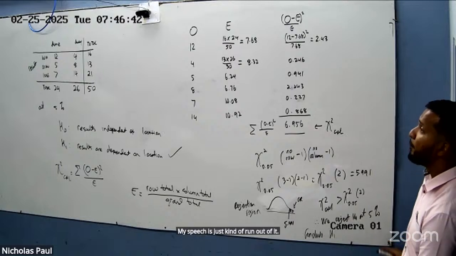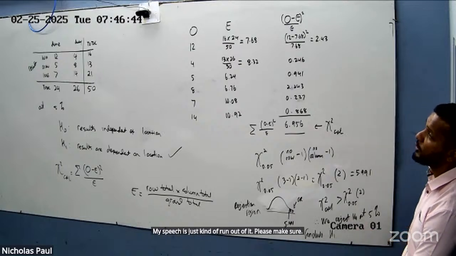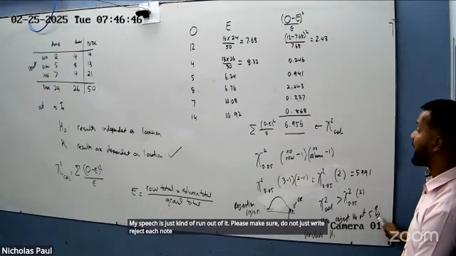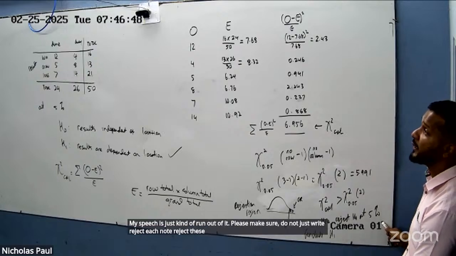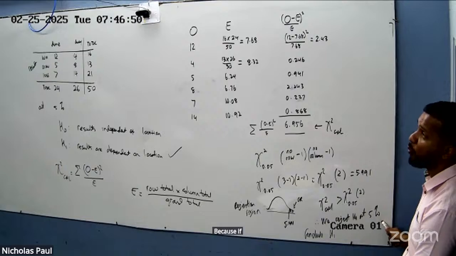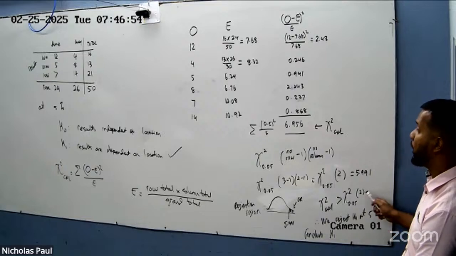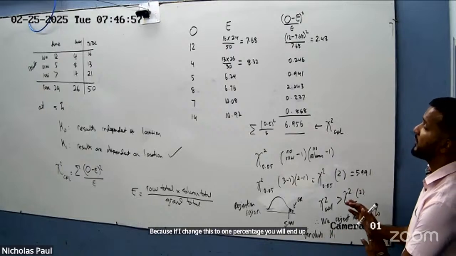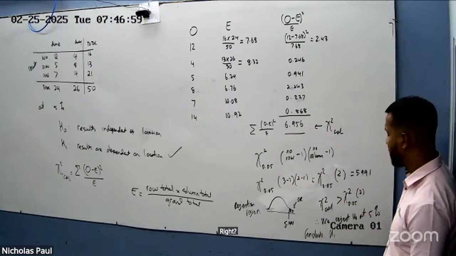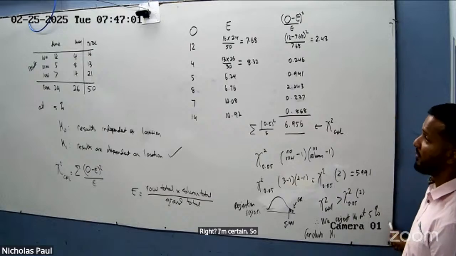Okay? Please make sure, do not just write reject H0. Reject H0 at the 5%. Because if I change this to 1%, you will end up doing the reverse, accepting. So this is important, the level is just that.